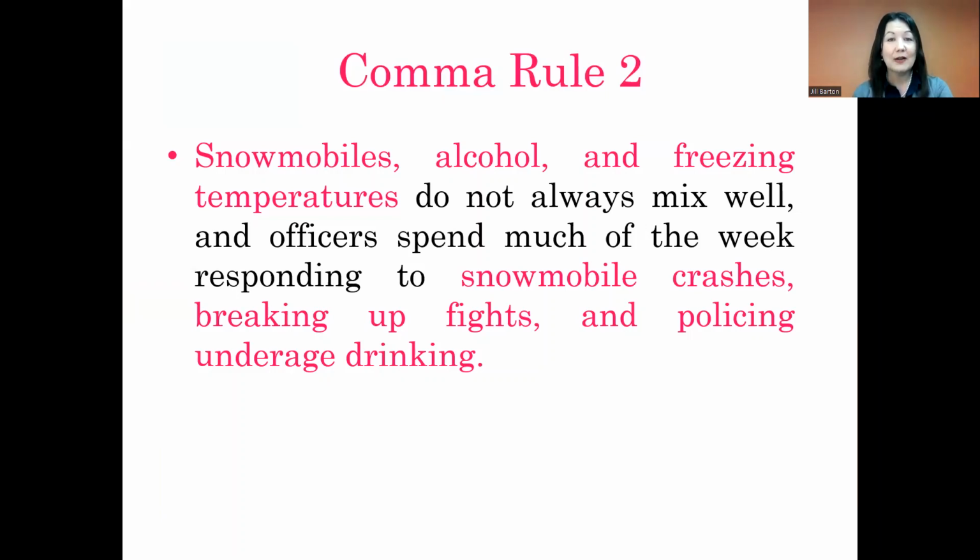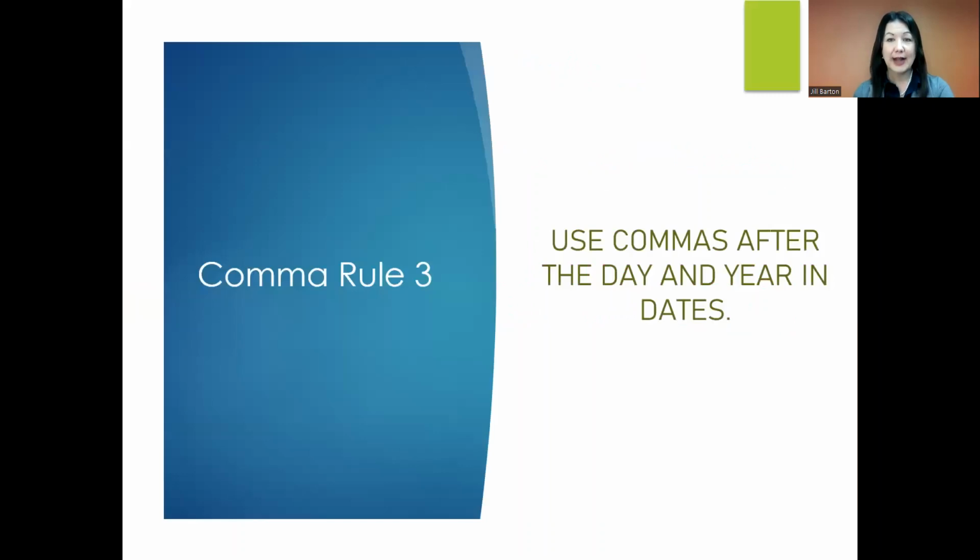"Snowmobiles, alcohol, and freezing temperatures do not always mix well." So a serial comma, also called the Oxford comma, just sets off items of 3 or more in a series. And here we have John Roberts doing just that: snowmobiles, alcohol, and freezing temperatures. We also have snowmobile crashes, breaking up fights, and policing underage drinking, set off with that serial comma.